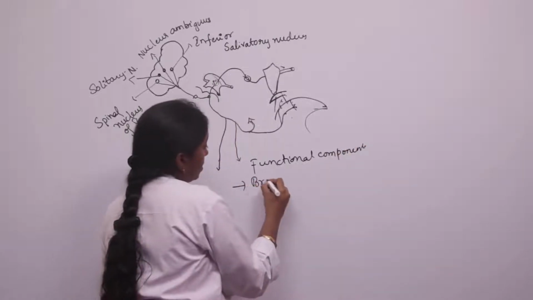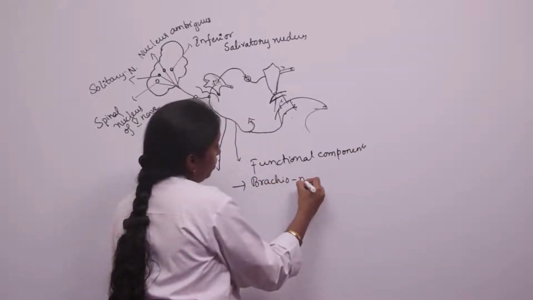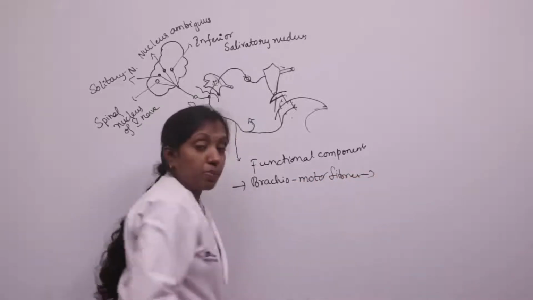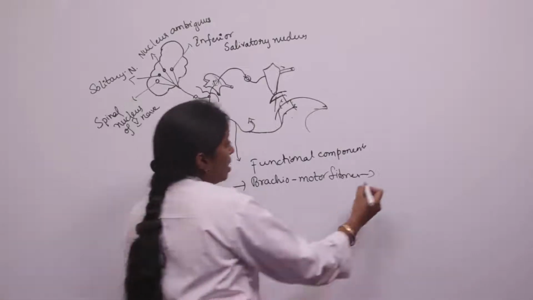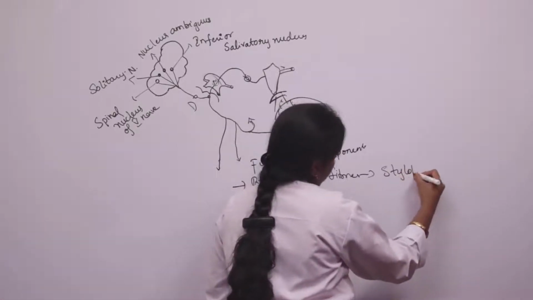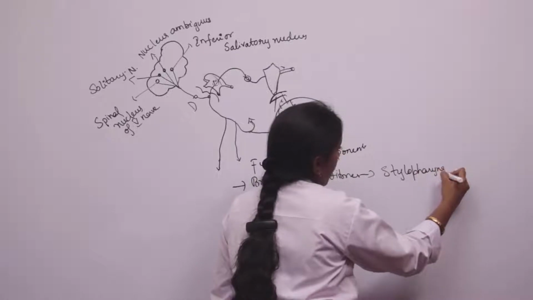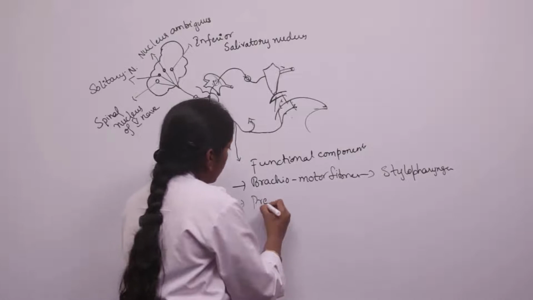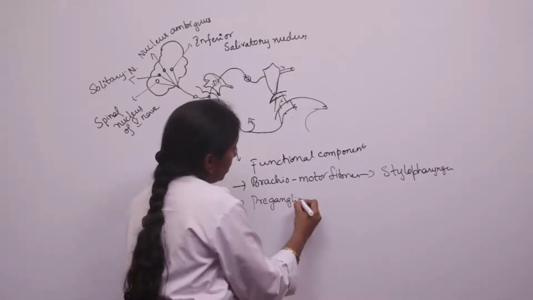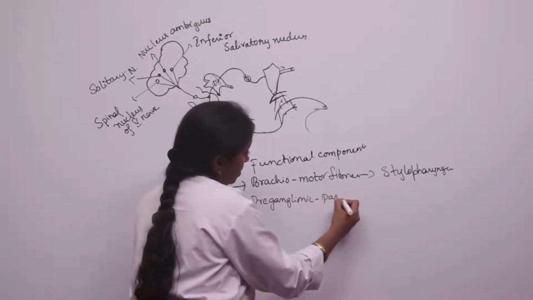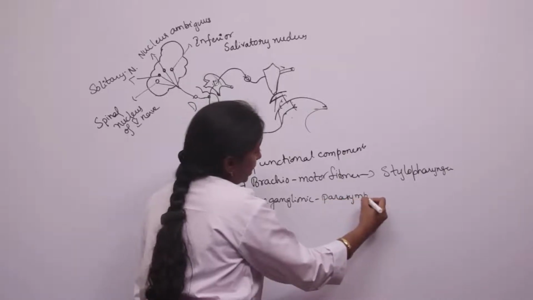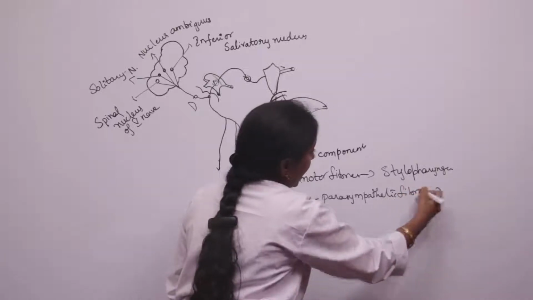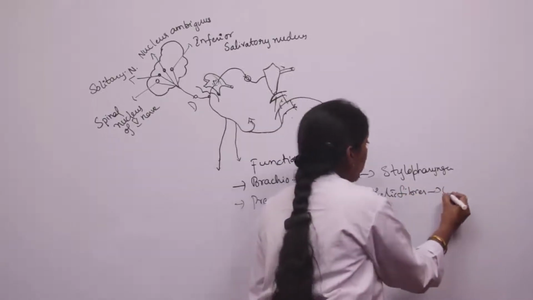Branchiomotor fibers, which supply the stylopharyngeus muscle. And preganglionic parasympathetic fibers to the otic ganglion.